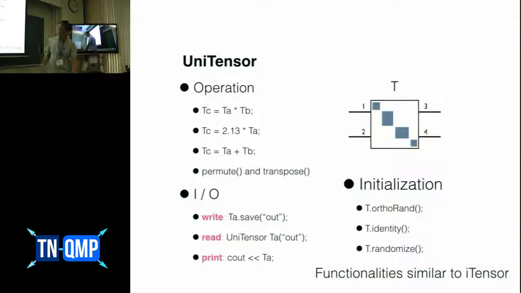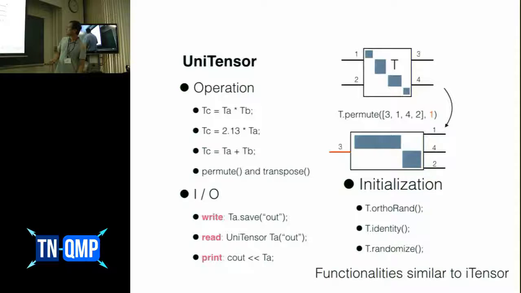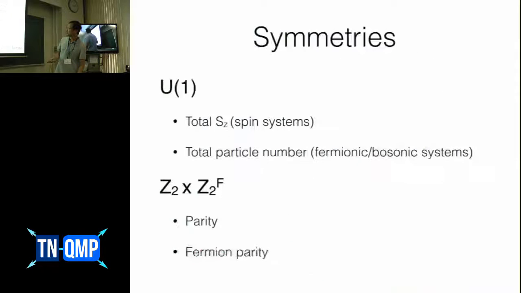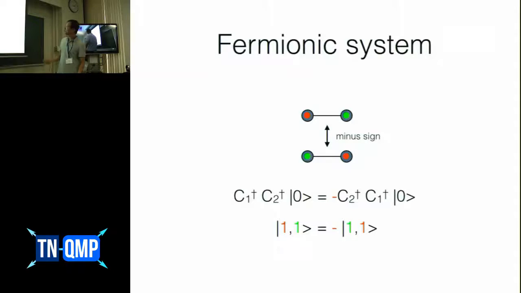And there's a list of operations, this permutation and all that. Currently we only have one U1 symmetry, but we're in the process of putting in multiple U1s. Our symmetry class was not designed properly initially. And we have a parity symmetry and Z2 fermion symmetry.